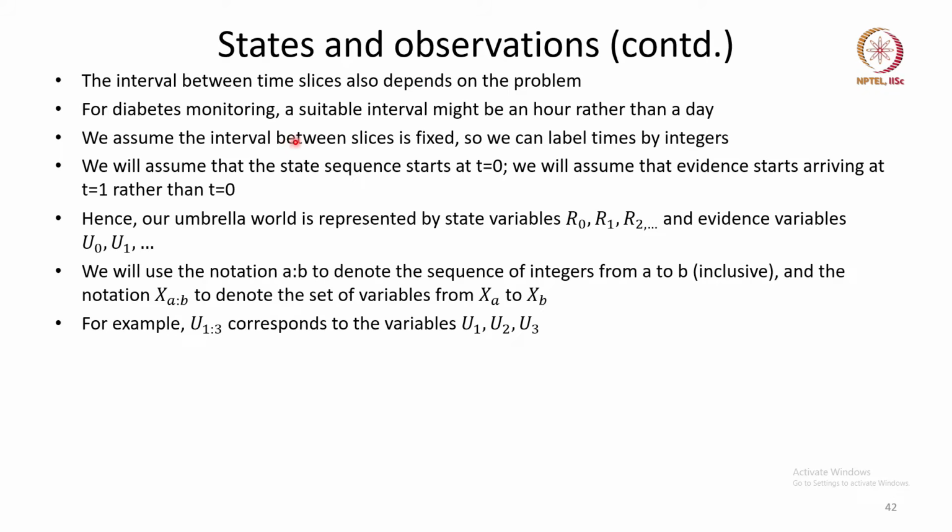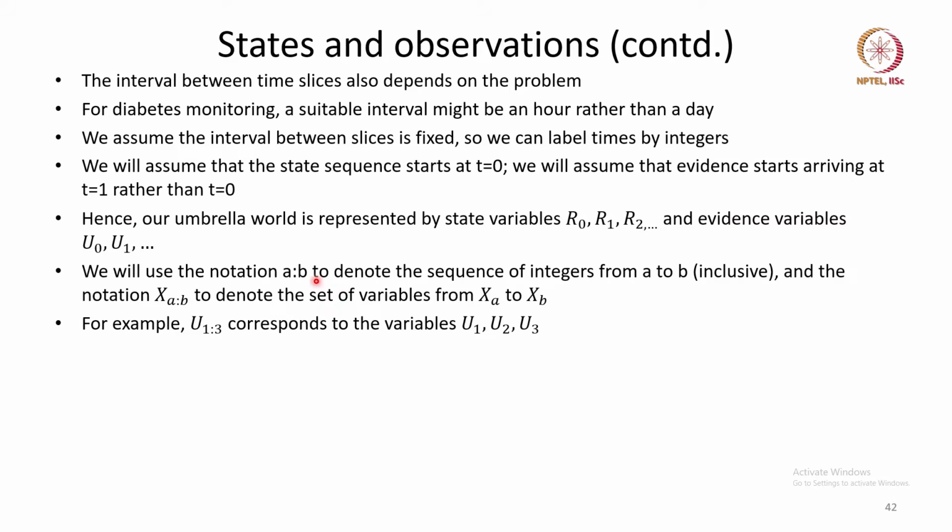So what we have is that the state sequence, the variable X_t, starts at t equal to 0, so you will have capital X_0. And the evidence will start arriving at t equal to 1. The state variables in the case of the umbrella problem are R_0, R_1, R_2, that is, whether it is raining or not raining, and the evidence variables are umbrella or not umbrella, U_0, U_1, U_2, say.